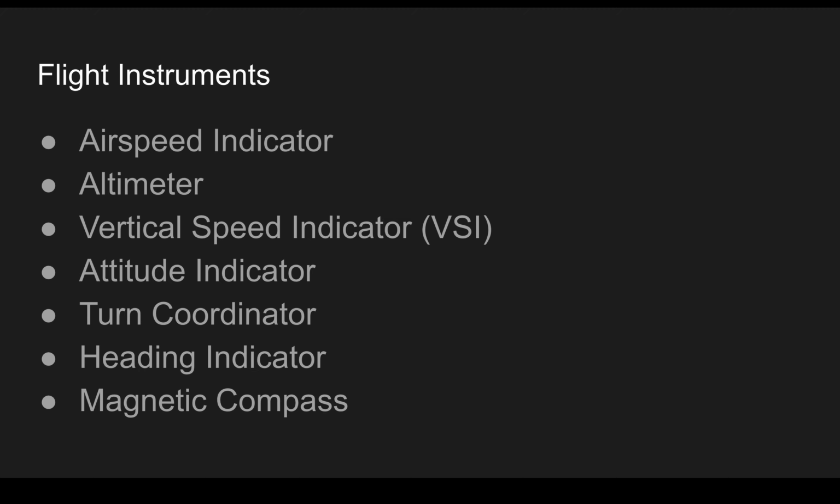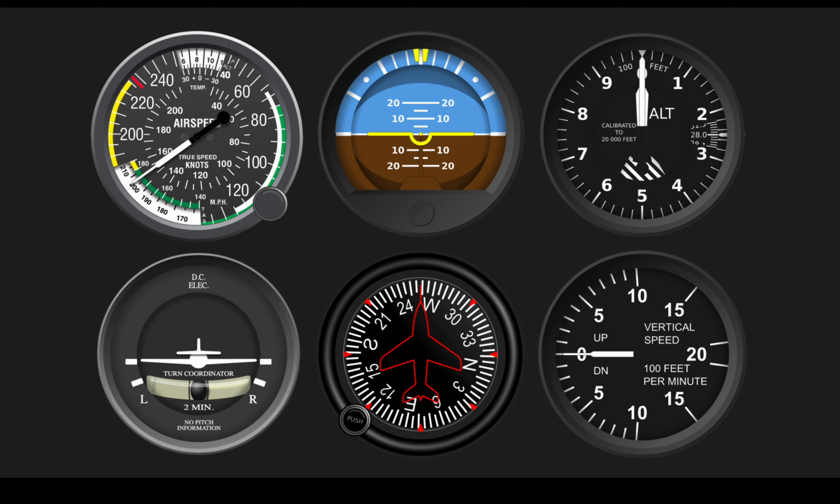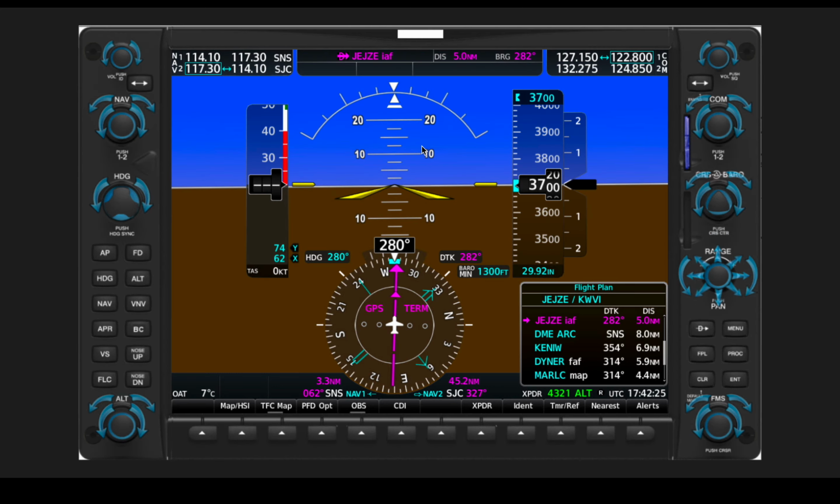These are the seven instruments we're going to be talking about: the airspeed indicator, the altimeter, the vertical speed indicator, the attitude indicator, the turn coordinator, the heading indicator, and the magnetic compass. And here's the six in their gauge form. Now, there's all kinds of different ways these can be represented in different kinds of airplanes, but essentially, no matter how they're represented, whether an actual physical gauge like this or digitally, they do the same thing.